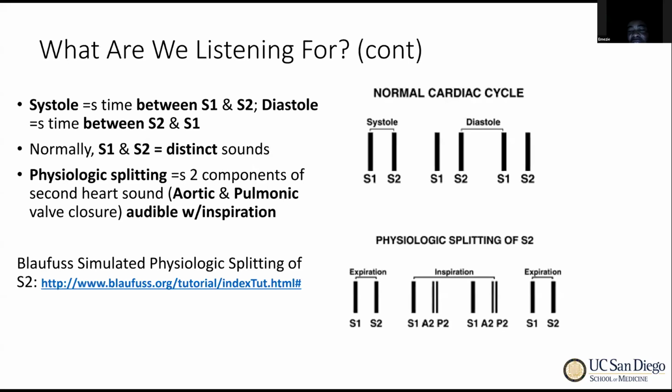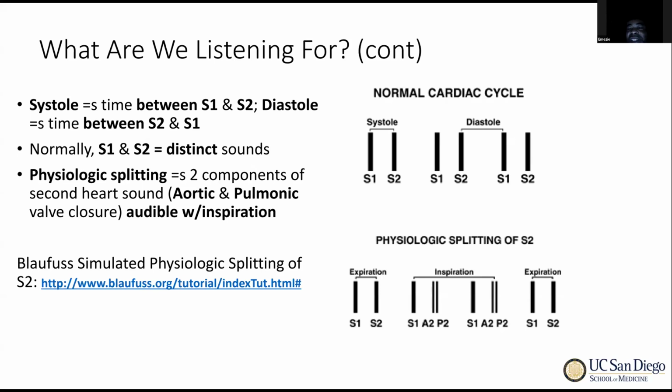Then when we come to the S1, like I've said before, it's generated by tricuspid and mitral valve closure. These two valves tend to close almost at the same time. But when we come to S2, which is generated by pulmonic and aortic valve closure, there's a little delay. The aortic valve tends to close faster, that is the A2, than the pulmonic valve.